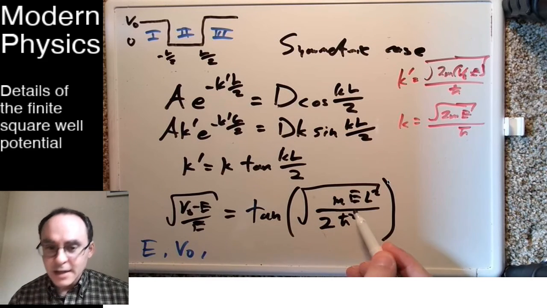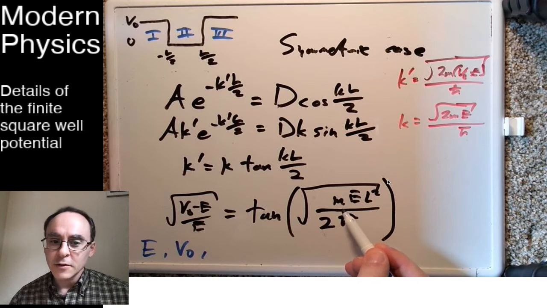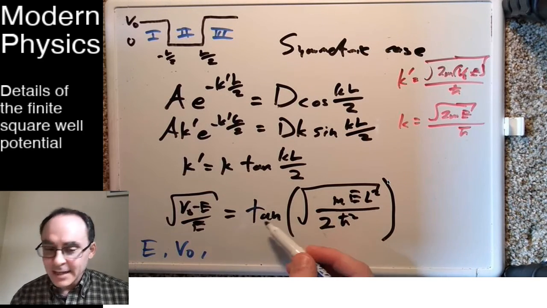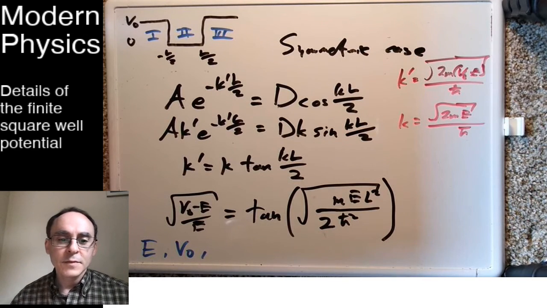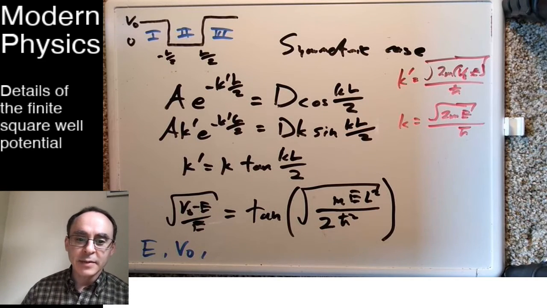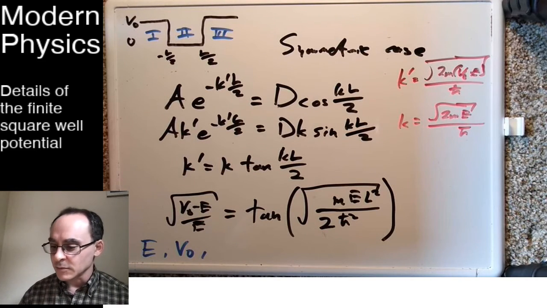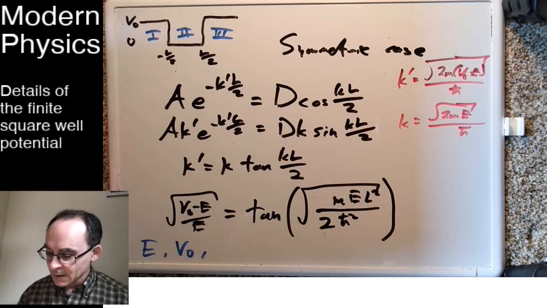You notice everything here, we have a bunch of stuff, but it only appears over here, and it just appears in this combination. And when you take the tangent of something, it has to be dimensionless. It has to be an angle. Angles are really ratios. They don't have units.